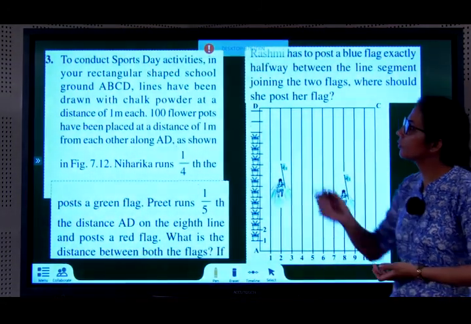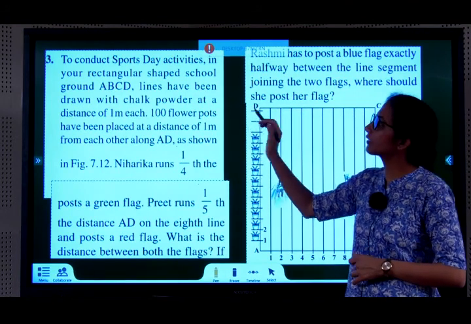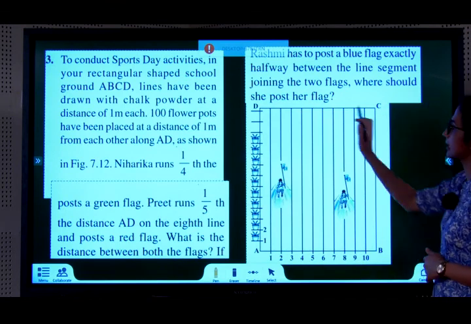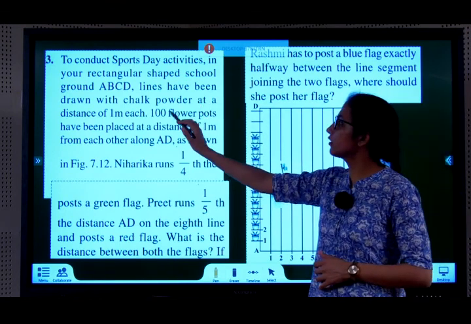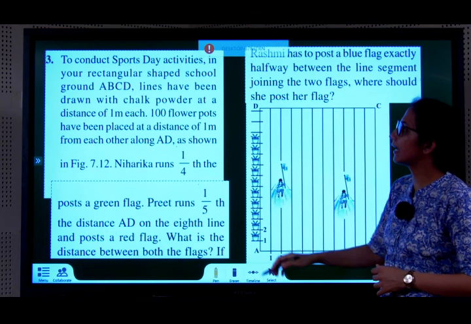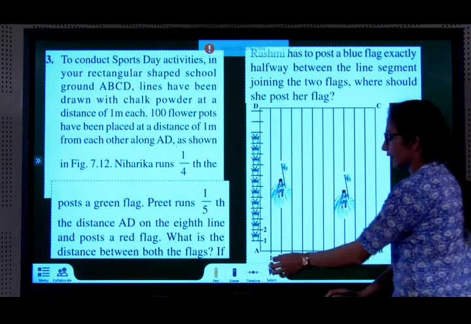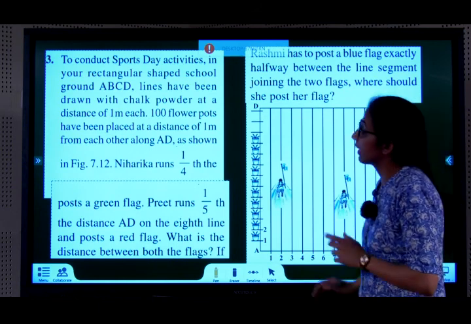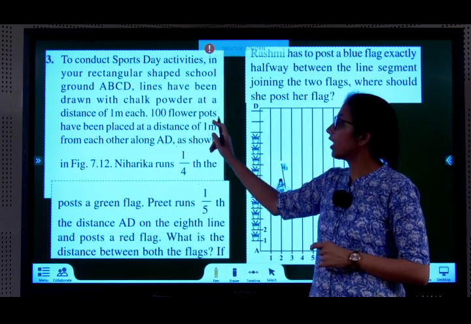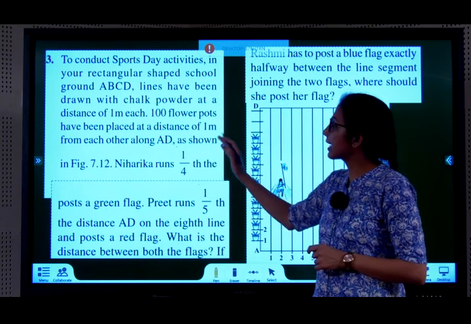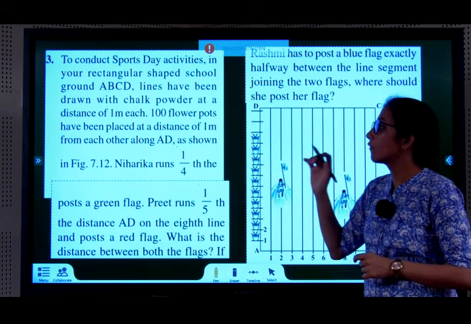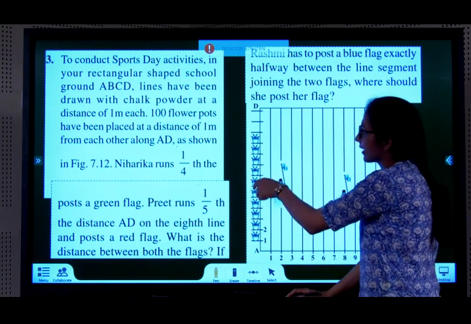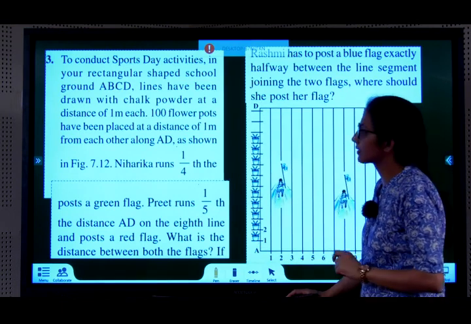Question 3. To conduct sports day activities in your rectangular shaped school ground ABCD, lines have been drawn with chalk powder at a distance of 1 meter each. At a distance of 1 meter each, we have drawn lines with chalk. 100 flower pots have been placed at a distance of 1 meter from each other along AD. At a distance of 1 meter along AD, 100 pots have been placed.